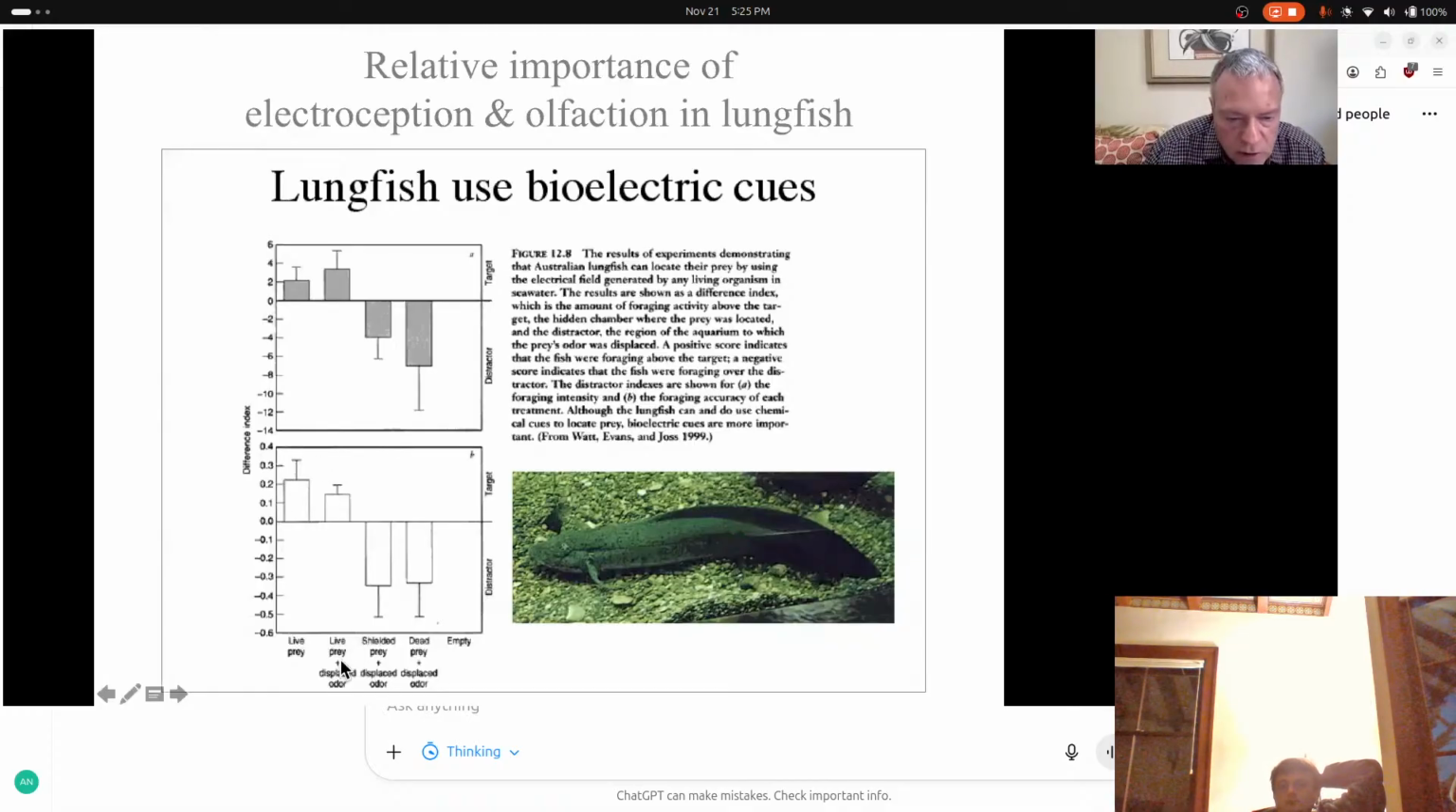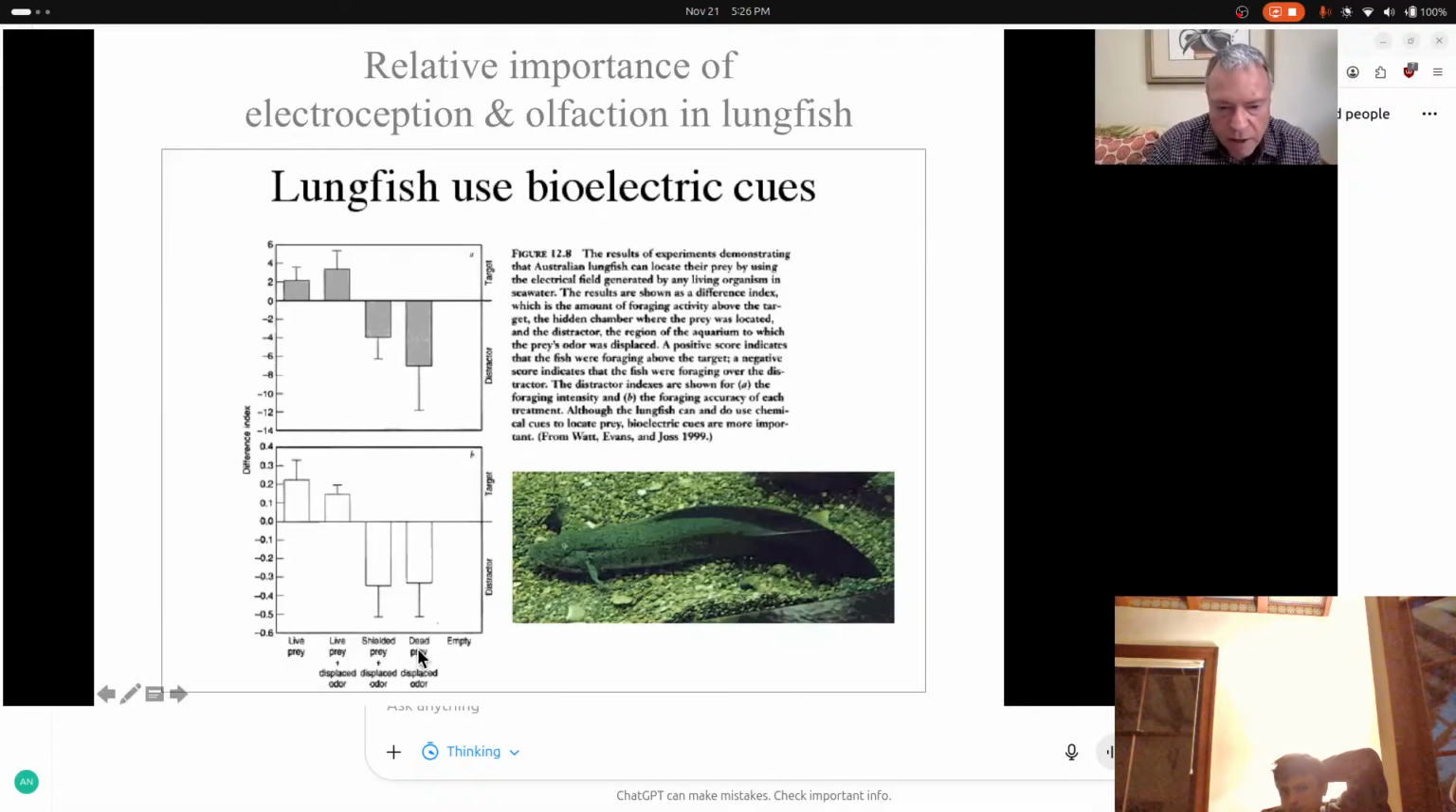Then they said, what if we put a live prey in one chamber and then had a pump that was taking the scent and putting it to the next chamber? And said, no, they're still looking for in the right place. So even though the scent was in the wrong chamber, they're still finding the prey in the right chamber. Okay, what about if we electrically shield that chamber so that it can't emit an electric field? Then all of a sudden it's going to the wrong place. Then it can't detect the live prey and it's going where the smell is.